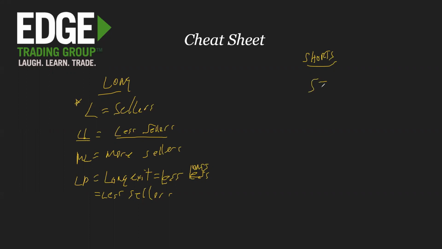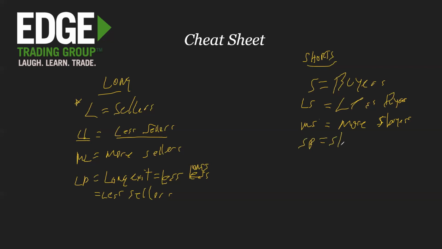Under shorts, we know that shorts equal buyers or sellers? Buyers, everybody would yell. And we know that less shorts, if we do the math, should mean less buyers, right? Less shorts should equal less buyers. More shorts would equal what? More buyers. Make sense? More shorts. How about SP? Shorts puke. That means short positions exit.